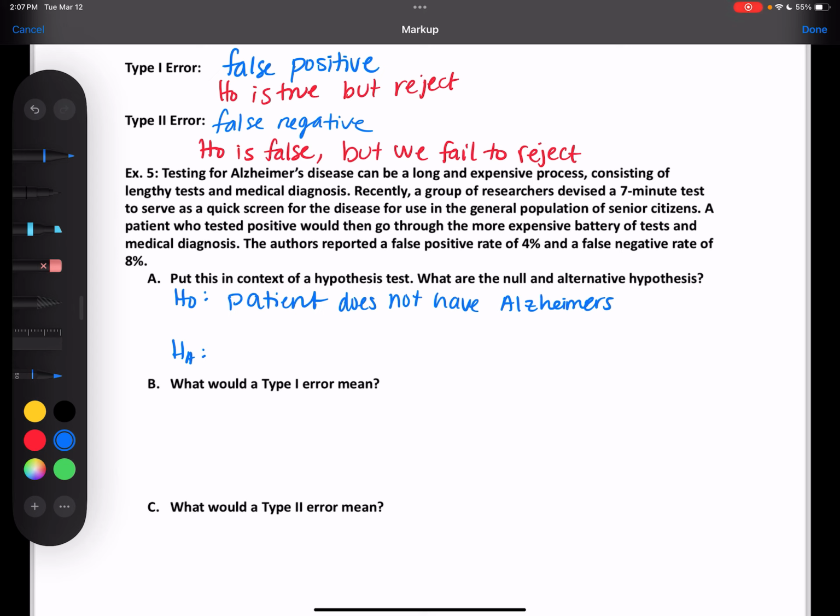All right, so then what's the alternate? Having Alzheimer's. I accidentally wrote "has" instead of "does not." The patient does have Alzheimer's. It's also a hard word to spell. I had to look it up like 4 times to see if I spelled it right.